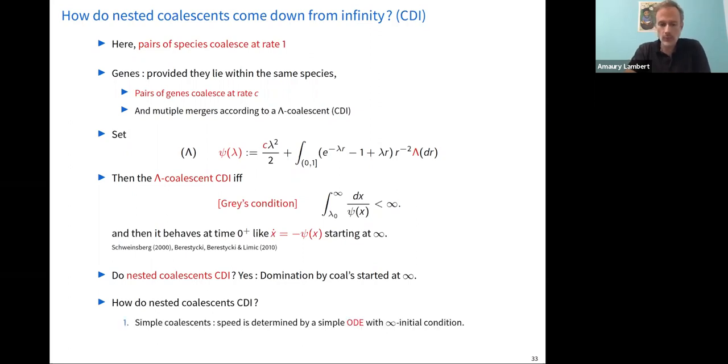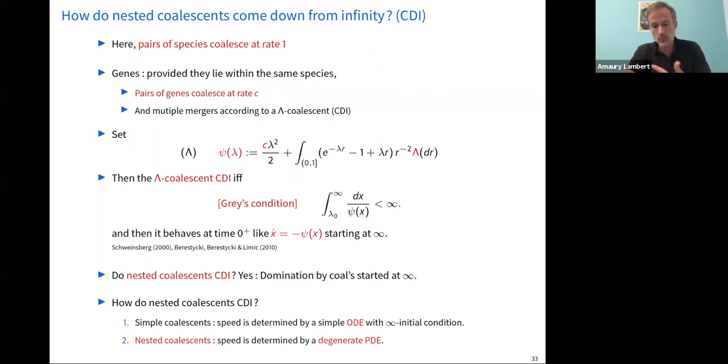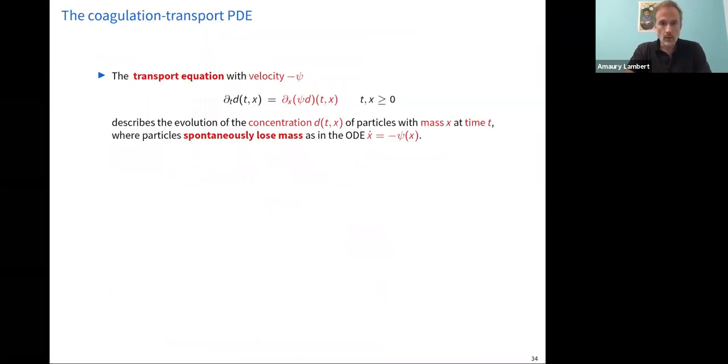How do they come down from infinity? Remember that in the simple coalescent, a few lines earlier, the speed is determined by the simple ODE with initial condition infinity. And we will see that for nested coalescents, the speed is determined by a degenerate PDE, which triggers some difficult problems of existence and uniqueness for these PDEs. So here are the PDEs that I will use in the next slide.